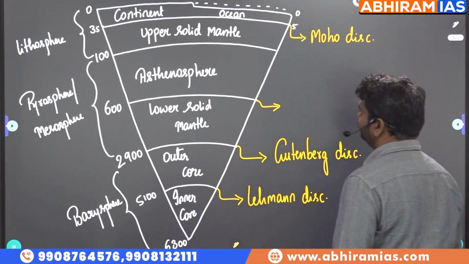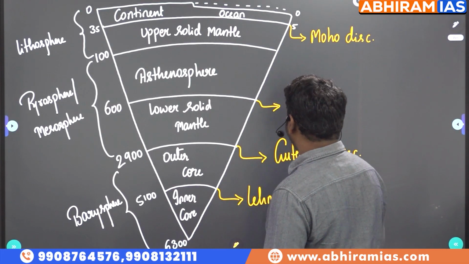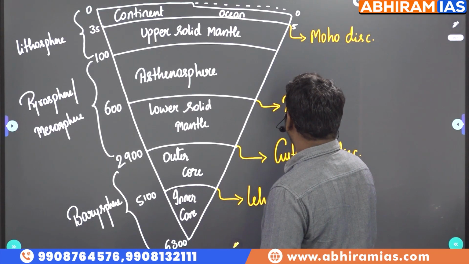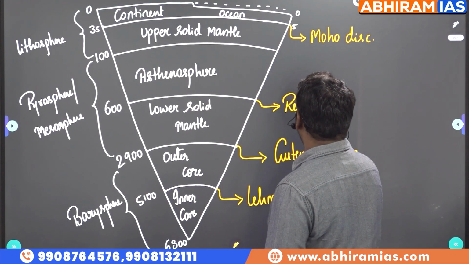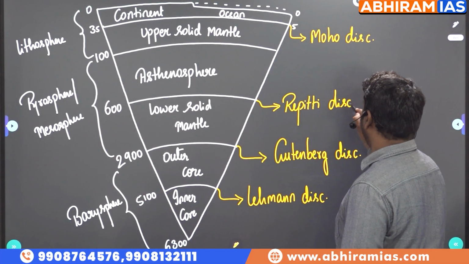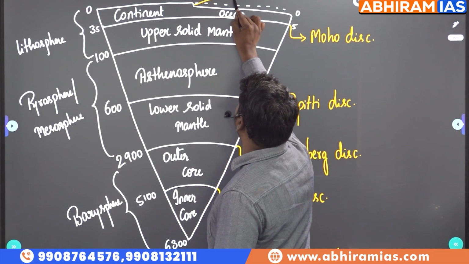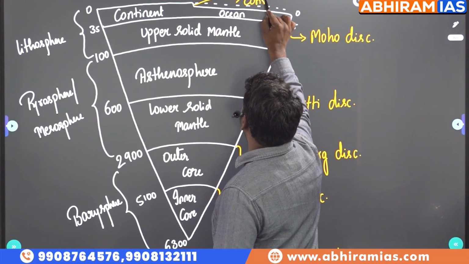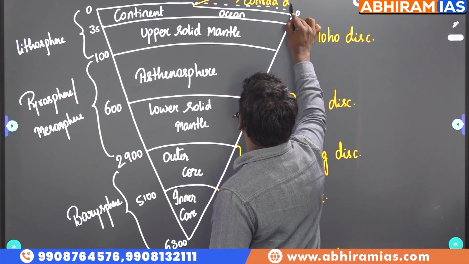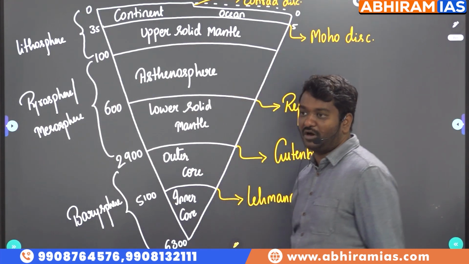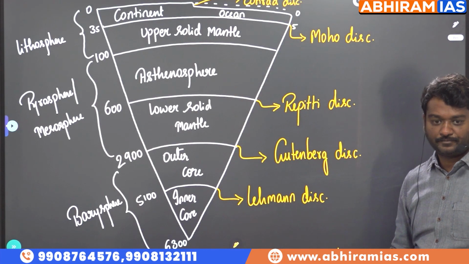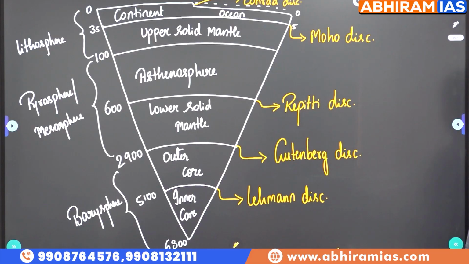Upper mantle and lower mantle, Repetti discontinuity. Upper crust and lower crust, Conrad discontinuity. You have to remember these.